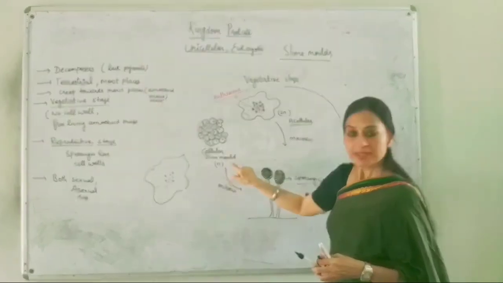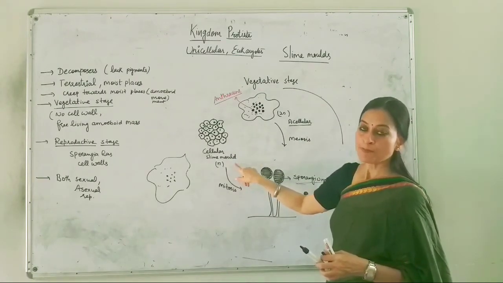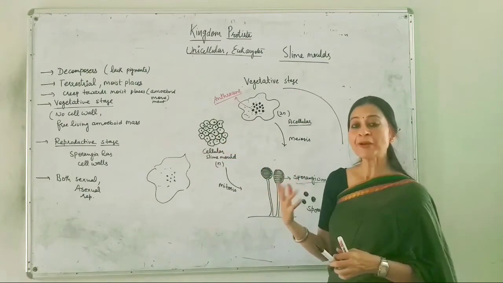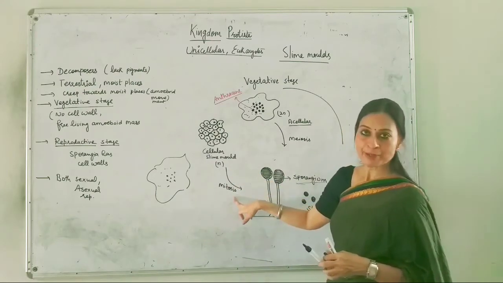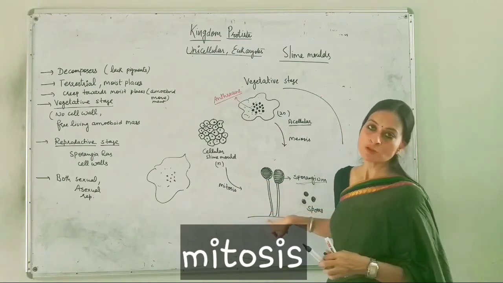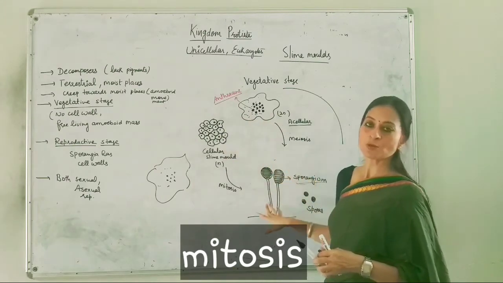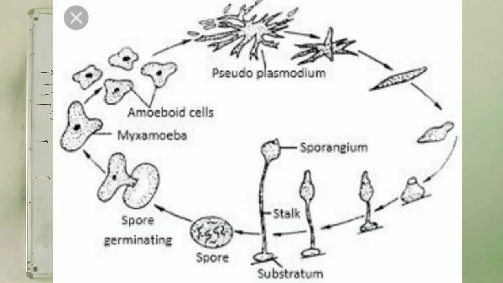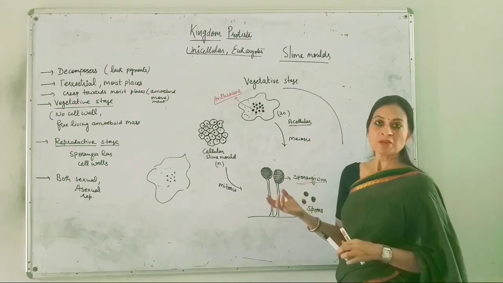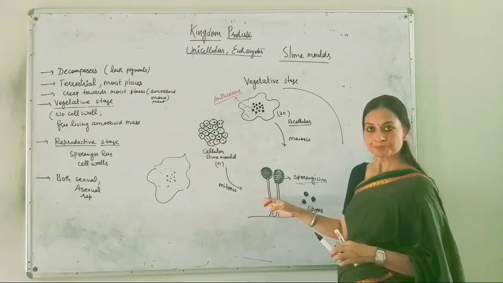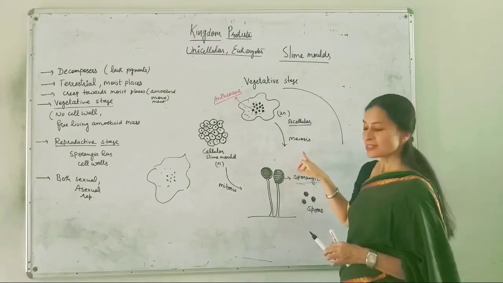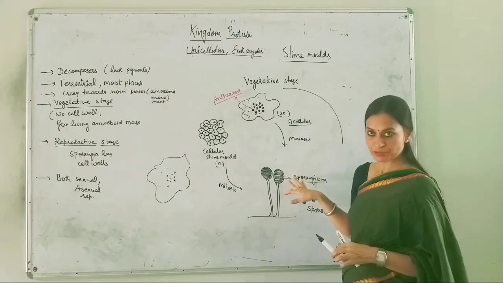But in the case of cellular slime mold, these cells are haploid in nature. Each nucleus in each cell is haploid in nature. That's why they will undergo the mitosis process and then they will produce the sporangia. Both the structures are going to produce sporangia, but by different types of cell division. So when the spores are produced in this sporangia, all the spores will be haploid in nature because they are produced by haploid cells.